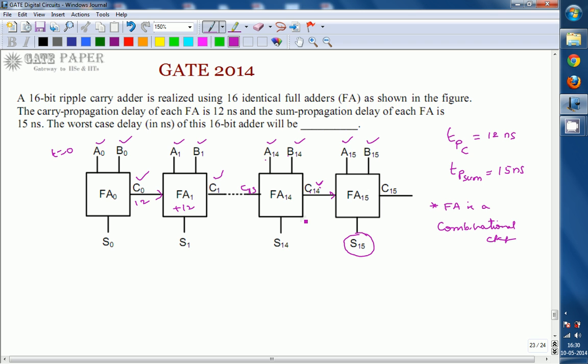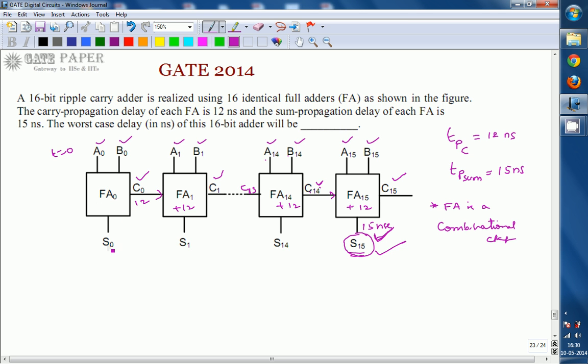So like this, for the third one, it requires another 12 nanoseconds. Similarly, for FA14, it requires another 12 nanoseconds. This also requires another 12, but this is the final one. So C15, even though it is ready, we must get the final output, S15. This itself takes 15 nanoseconds, and by the time S15 is ready, all the outputs are readily available after 15 nanoseconds.